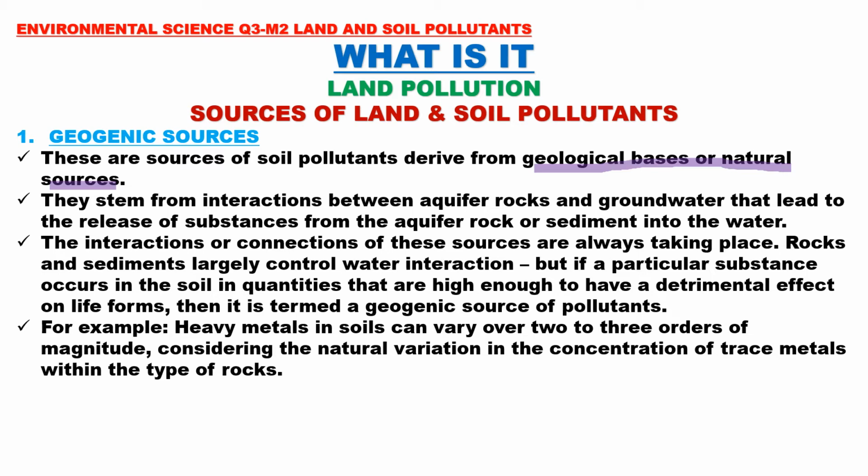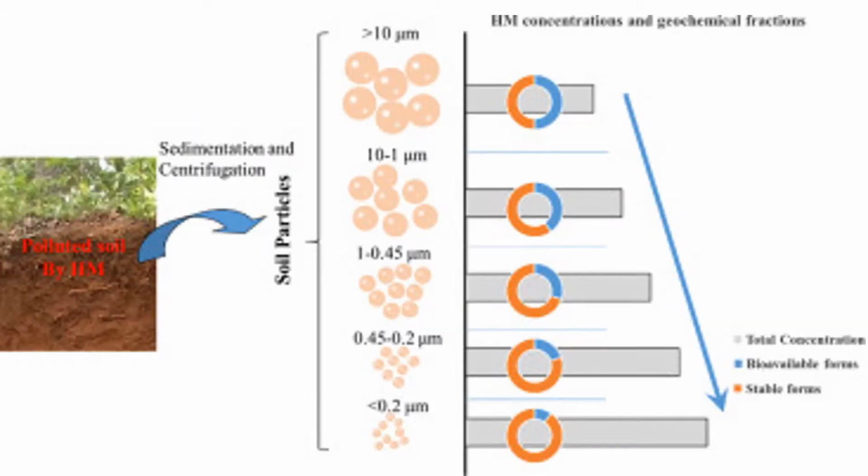The interactions or connections of these sources are always taking place. Rocks and sediments largely control water interaction. But if a particular substance occurs in the soil in quantities that are high enough to have a detrimental effect on life forms, then it is termed a geogenic source of pollutants. For example, heavy metals in soils can vary over 2 to 3 orders of magnitude, considering the natural variation in the concentration of trace minerals within the type of rocks. So take a look at this picture.